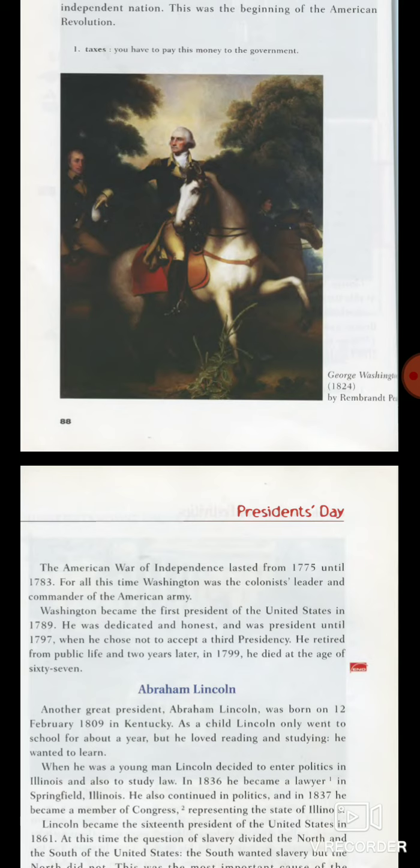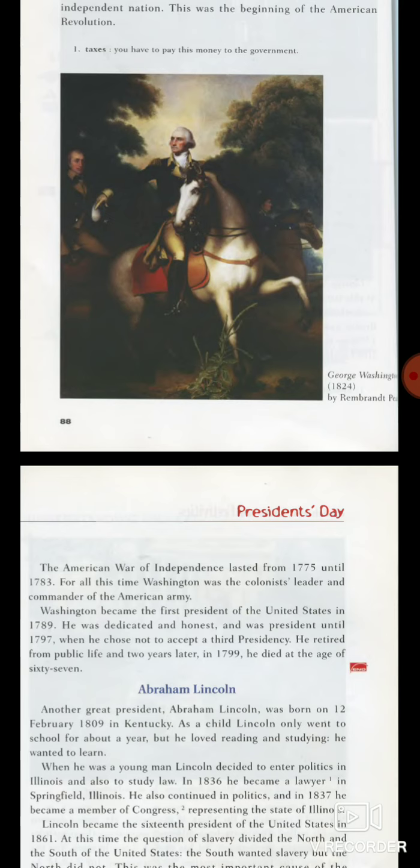He was dedicated and honest and was president until 1797, when he chose not to accept a third presidency. He retired from public life, and 2 years later, in 1799, he died at the age of 67.